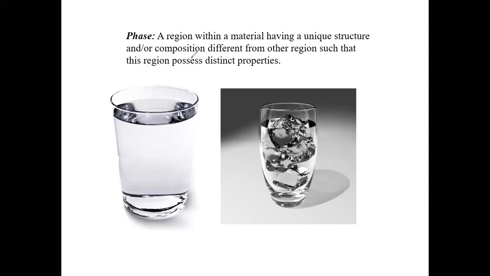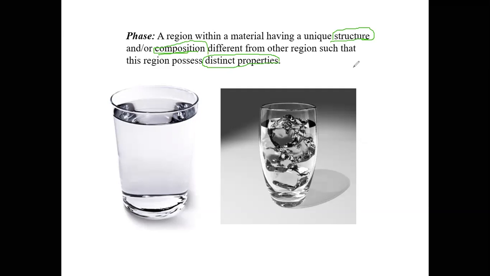Number one is that if you have a phase, this phase is going to have a unique structure or composition, different from other regions. And this uniqueness of structure and composition is going to be manifested in the form of distinct properties. So this definition tells us that if you want to distinguish different phases in the system, there are a number of things you can try.